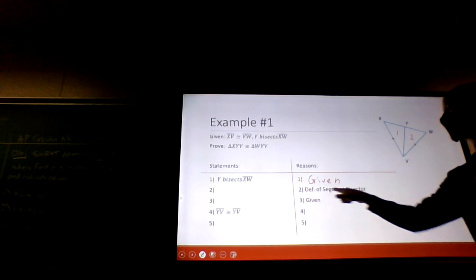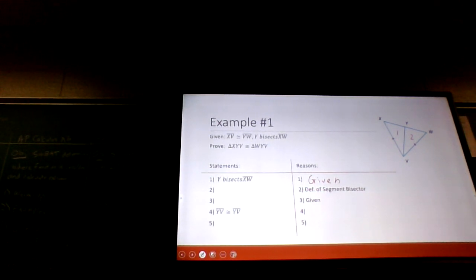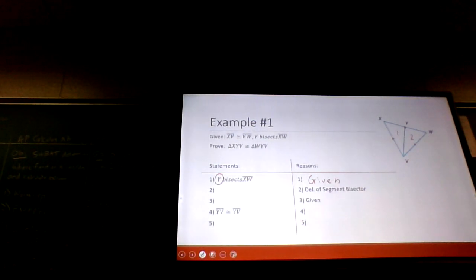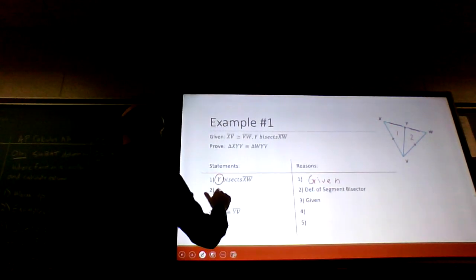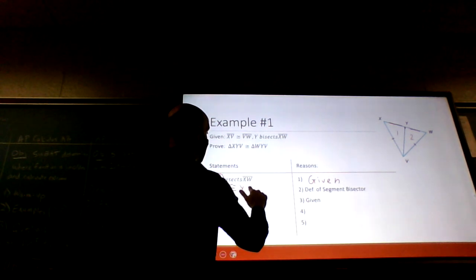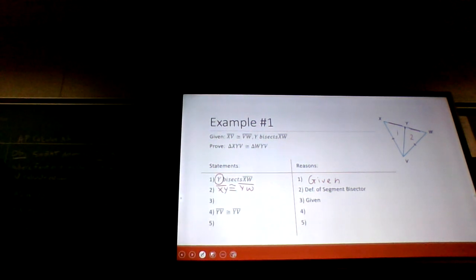It says the reason is definition of segment bisector. So we said that Y, this point right here, is a bisector of that segment. Can anyone guess what we can conclude about this segment and this segment then? They're equal, or we'll call them congruent. So I'm going to say that segment XY is congruent to segment, I'll call it YW, because that is the definition of a segment bisector. A segment bisector divides it into 2 congruent segments.